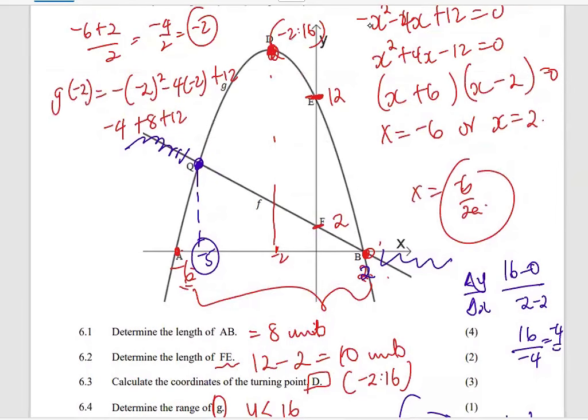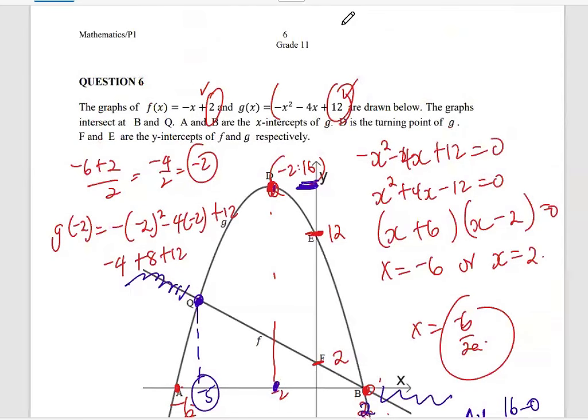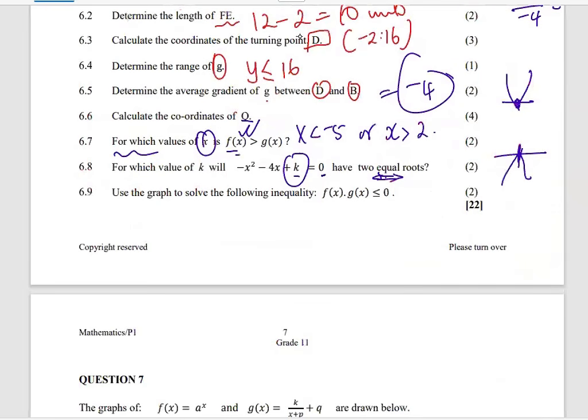So since this is a 16, meaning that we need to move the graph 16 units downwards, but initially the k that was here was a 12. So we're going to say that 12 minus 16, which gives us a -4. So what does that mean? The graph needs to move those number of units downwards. All right, then 6.9.